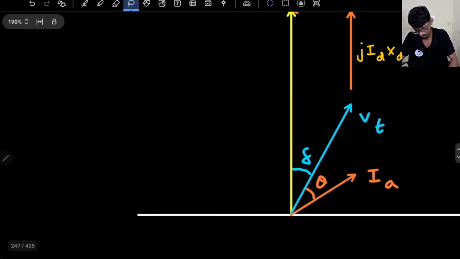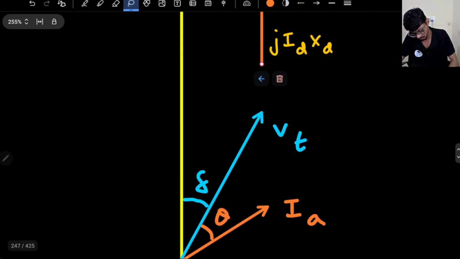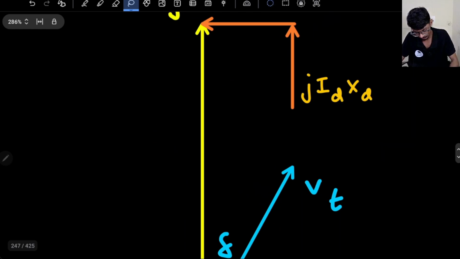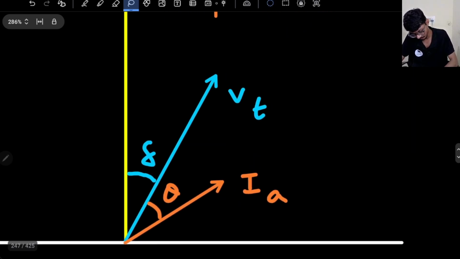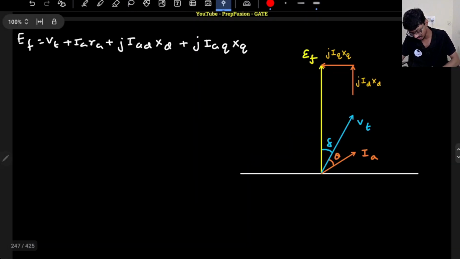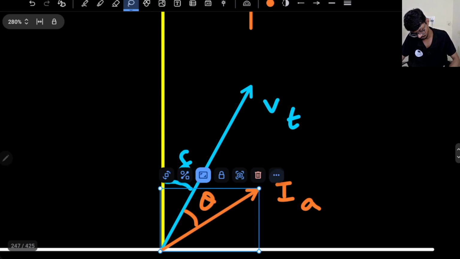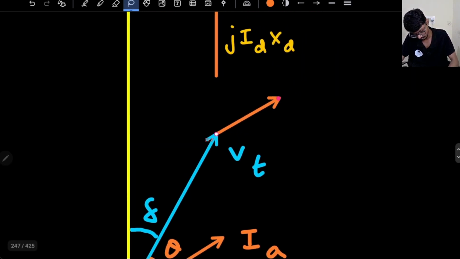Okay, so here, right? So now I will travel from VT. So VT will have a component named IA RA. That component will be there. So IA RA this time is plus, right? So it will be along the same direction. So IA RA.